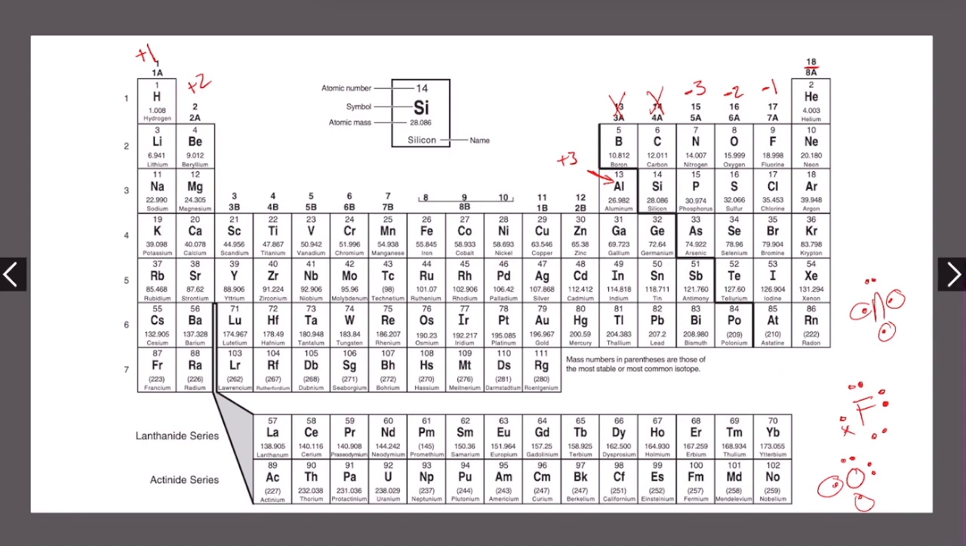Now, we're also going to talk later on about how to determine charges for these transition metals. It's not something you can do just by looking at their placement on the periodic table. You have to actually look at what they're in a compound with, or what their name is telling you the charge on that is.